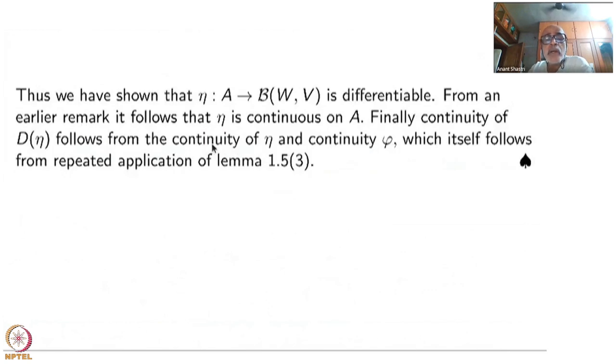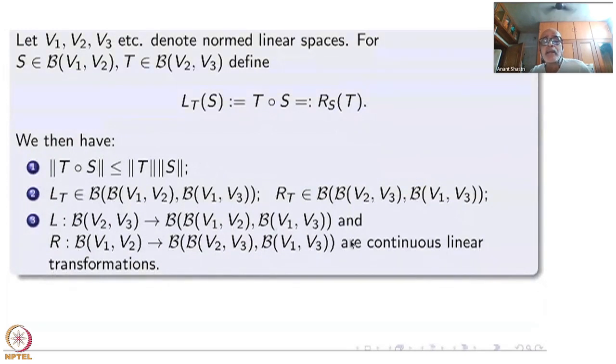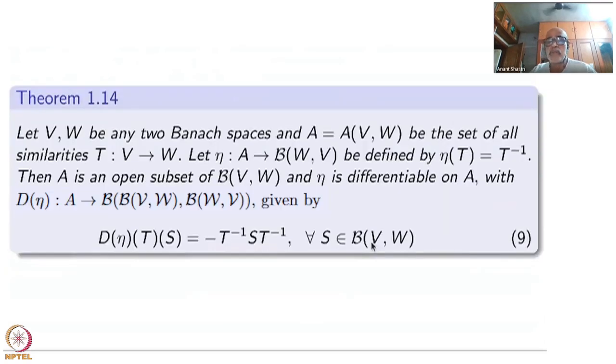Okay. Continuity of d eta follows because, first of all, eta is continuous and phi is continuous. Phi is what? Taking left multiplication and right multiplication, maybe taking minus sign also, whatever. So all that I'm heavily using 1.53 here, right? This part I'm using, that L and R are continuous. L corresponds to left multiplication, R corresponds to right multiplication. Before that, you have to take inverse. T going to T inverse is continuous also. That is eta itself. Combining this, what we get is the derivative d eta is continuous at all the points in the whole of A.